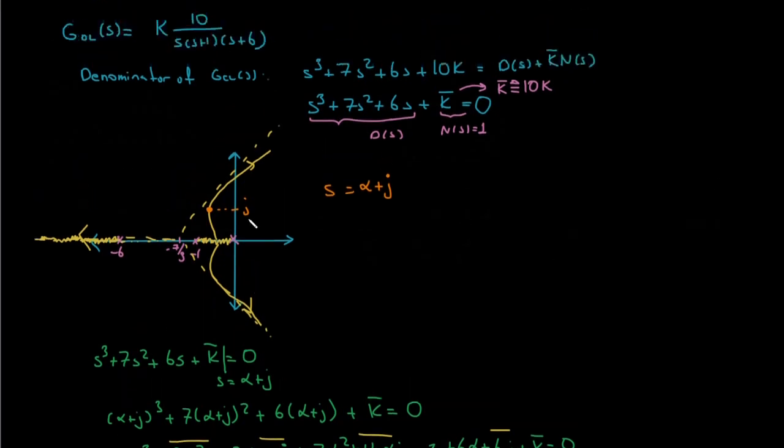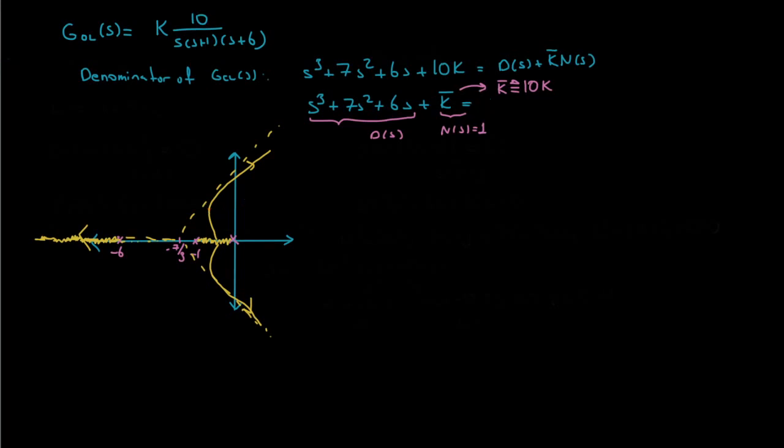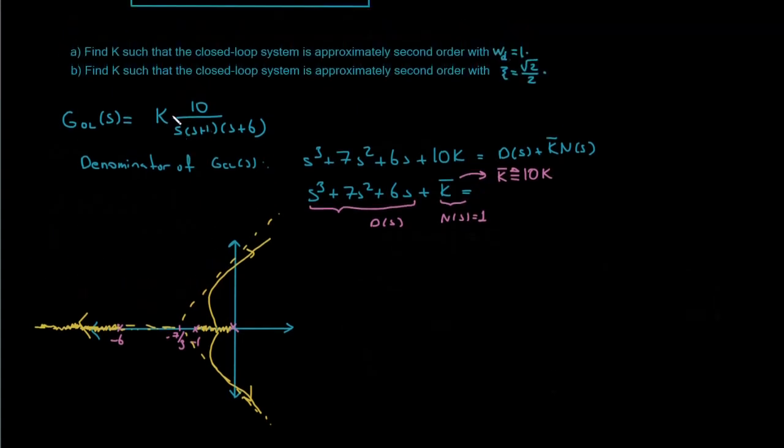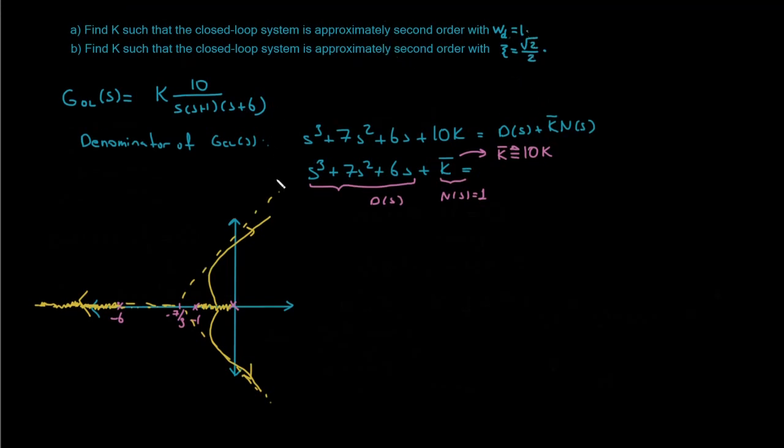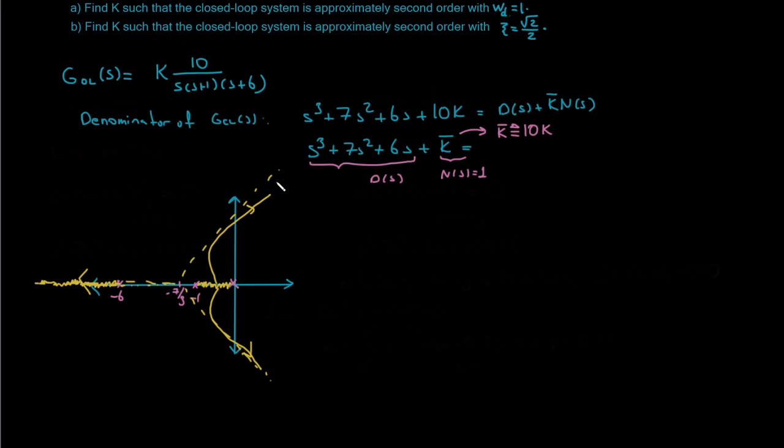How about part B? So now I will remove this layer and add another layer. Let me do that if I can. Okay, so in part B, it says to find K values such that the closed-loop system is approximately second order with psi equal to square root of 2 over 2. So do you have any suggestions? So how should we proceed this time?